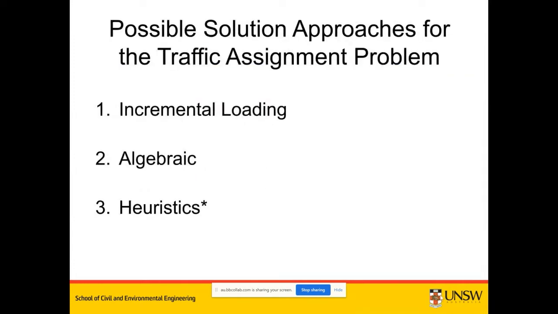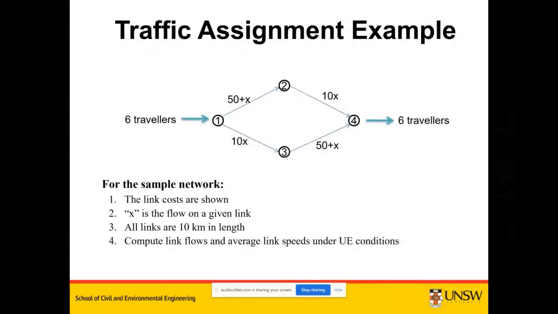There are different possible solution approaches when it comes to the traffic assignment problem. One method is called incremental loading, which we will go over in a minute. The other one is algebraic solution, where we set some simultaneous equations and try to solve them. And the last one is heuristics, which we will cover towards the end of today's lecture. So let's start with incremental loading.